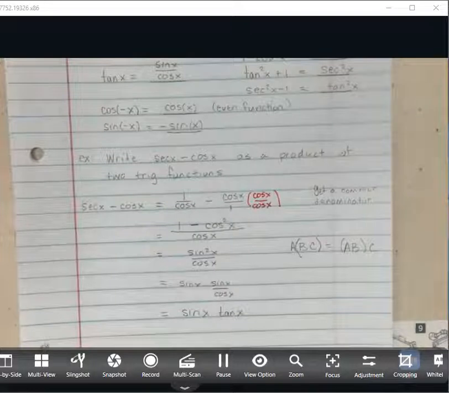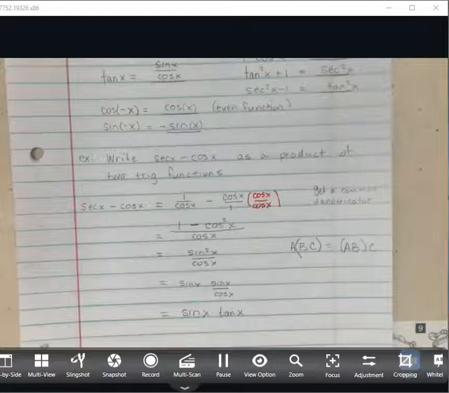So we're going to play lots of games like that. We're going to take a given expression, apply some algebra and some fundamental identities to make it look like another expression. And that's where I'll pick it up in section 5.2.